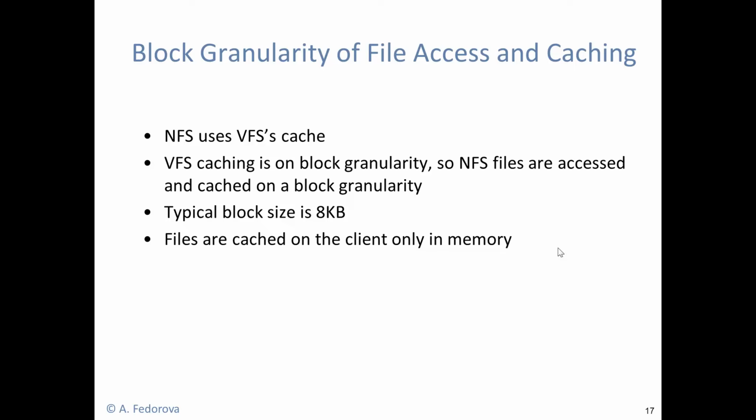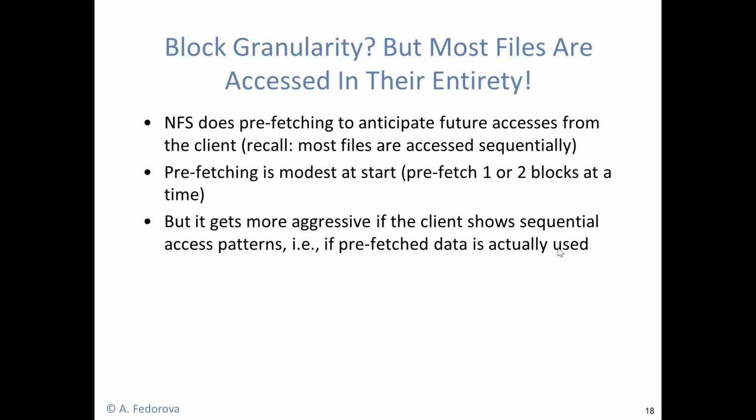And so files in NFS are cached on the client in the client's memory. They're not cached on disk. So NFS uses the existing operating system buffer cache to cache blocks of files that are accessed over NFS. The actual copy of the file lives on the server, but a cached copy of the blocks that were accessed lives on the client in the virtual file system buffer cache. So NFS accesses and caches files at block by block granularity.